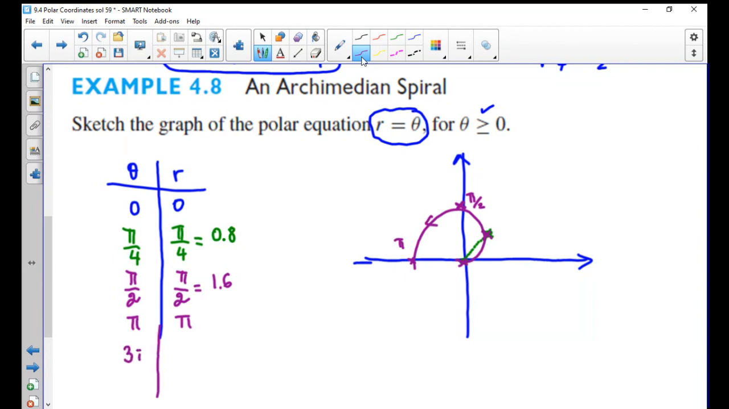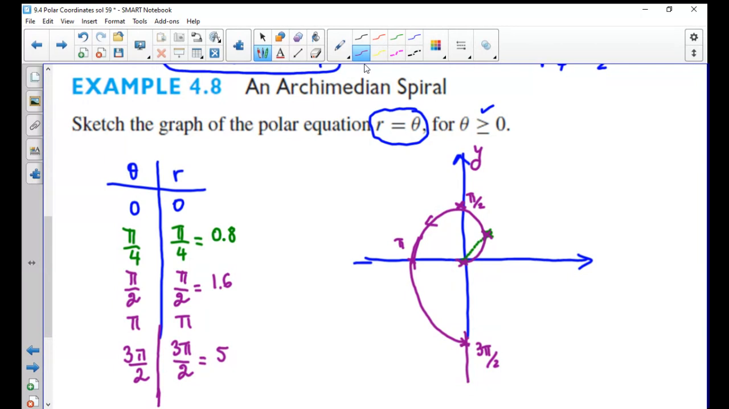And let's say I now move on to the negative y-axis. Theta is 3 pi over 2. r will also be 3 pi over 2, which is maybe around 5. Around 5, so 5 point something. So that means we are down here at 5, at 3 pi over 2. So this continues like this.